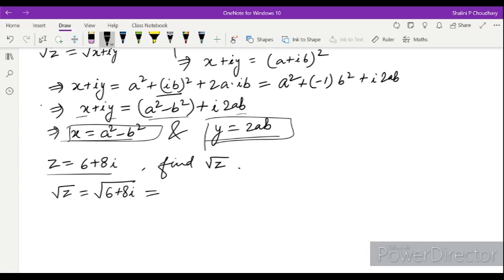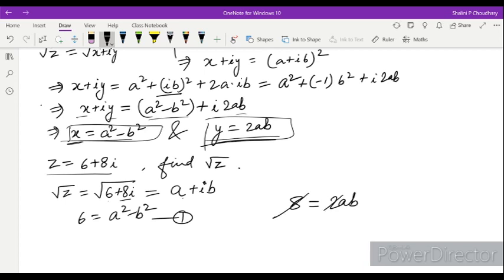And it will be equal to a plus ib. What is the formula? If this is x and this is y, x will be equal to a square minus b square. So 6 will be equal to a square minus b square. This is equation 1. And y is 8, so 8 will be equal to 2ab. So 4 will be equal to ab, right? So we can write a will be equal to 4 upon b. This will be equation 2.